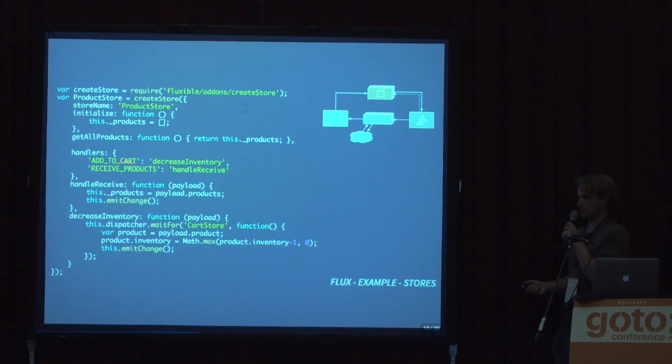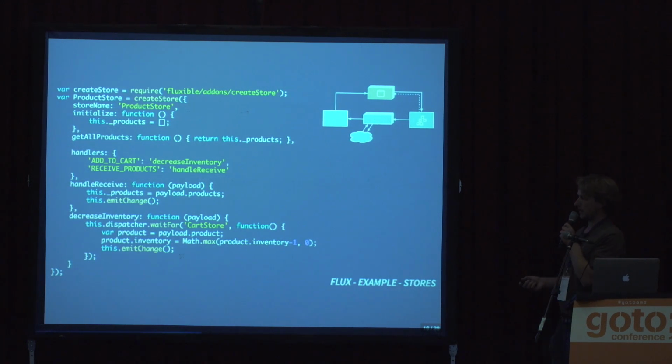Sometimes you have just one big switch case statement where all the actions go through. With Fluxible, it's like this. You say, okay, I've got these handlers and these associated callbacks. So when someone adds something to the shopping cart, I need to call my decrease inventory method because that's what I have to do when things are put into the cart. And handle receive is very simple.